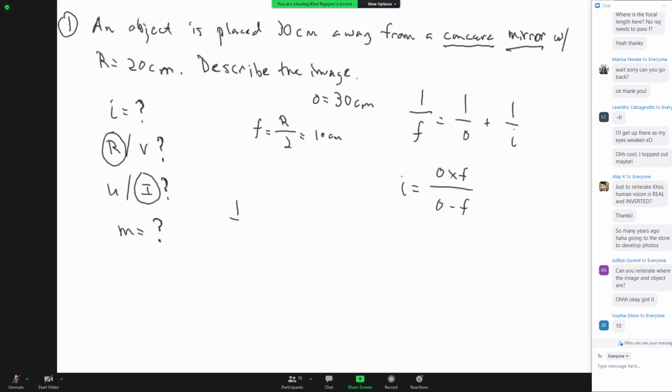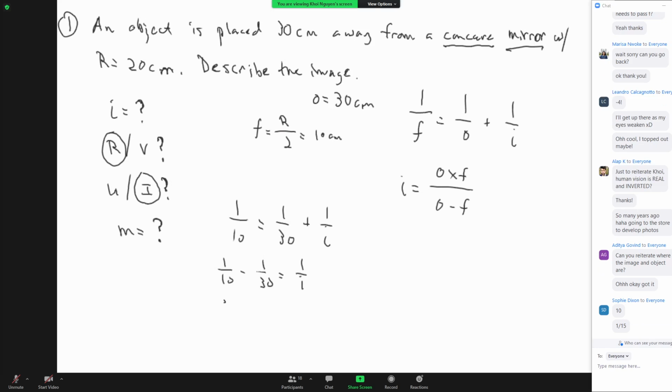So 1 over 10 is equal to 1 over 30 plus 1 over I. So 1 over 10 minus 1 over 30 is equal to 1 over I. So find the same common denominator. 3 over 30 minus 1 over 30 is equal to 1 over I. So 2 over 30, or 1 over 15, is equal to 1 over I. So I is equal to 15 centimeters.